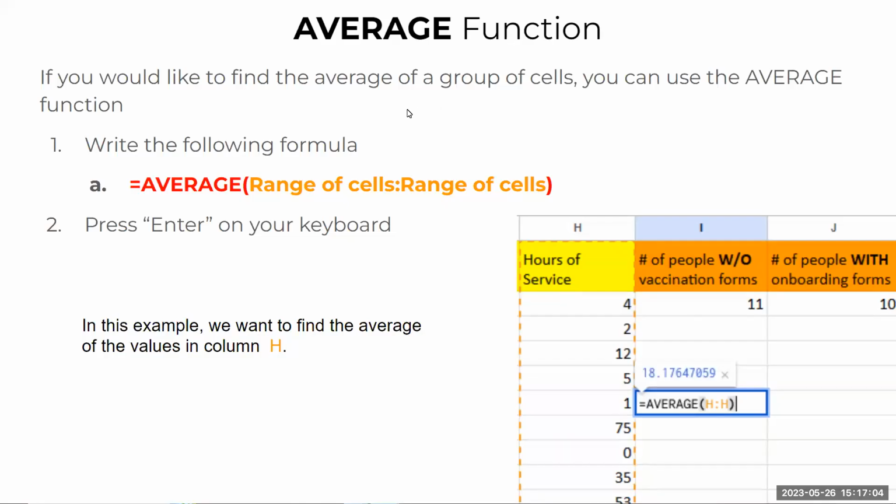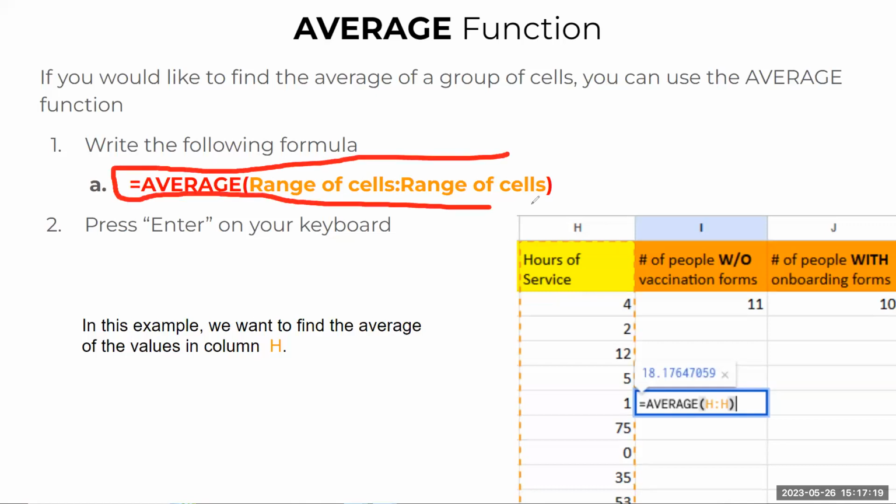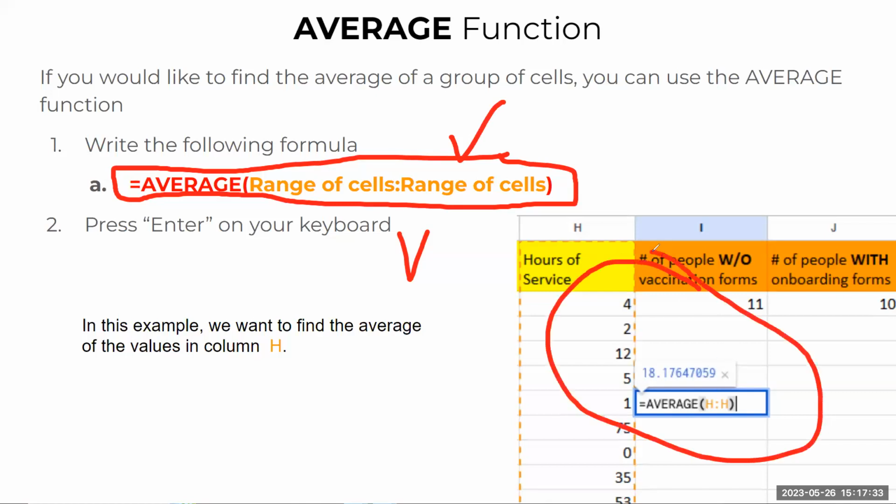Now we are going to talk about the average function. If you would like to find the average of a group of cells, you can use the average function. First, write the following formula. This will be the formula we will need to use when we are looking for the result of an average number within a column. Of course, we will press enter at the beginning and the end after our formula is properly written. And then this is an example of what we will be using.